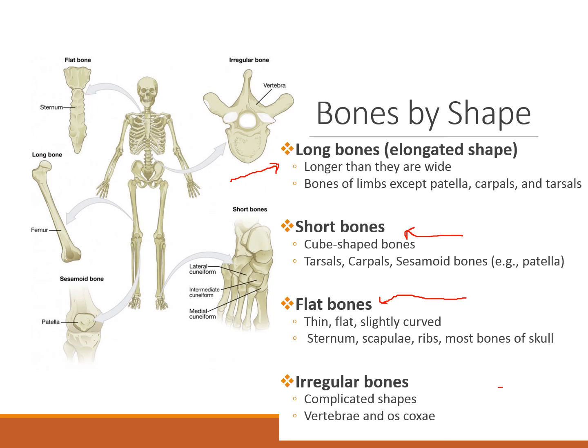Then finally, you have the irregular bones. These are bones that don't really fit into the other categories. They have complicated shapes, and they would be exemplified by the vertebrae and your pelvic bones, that is the os coxae.